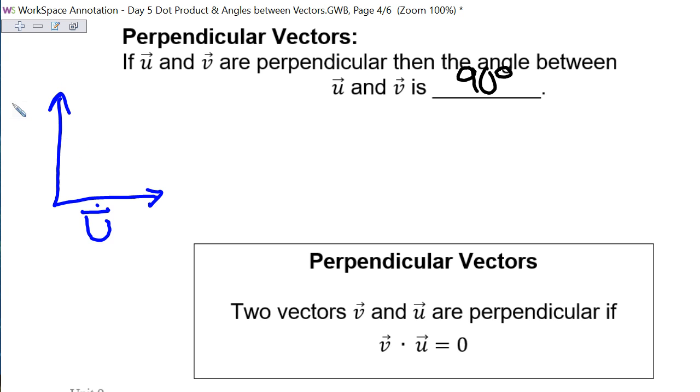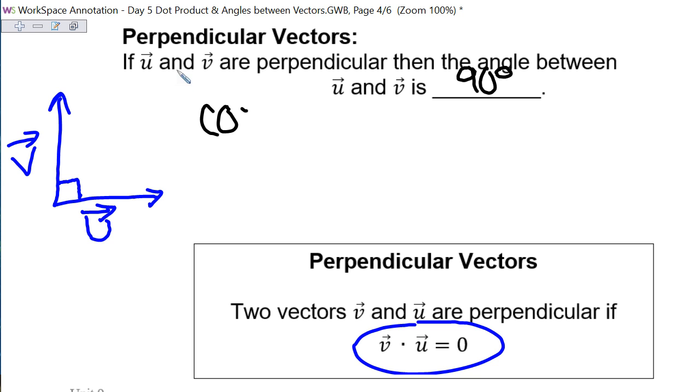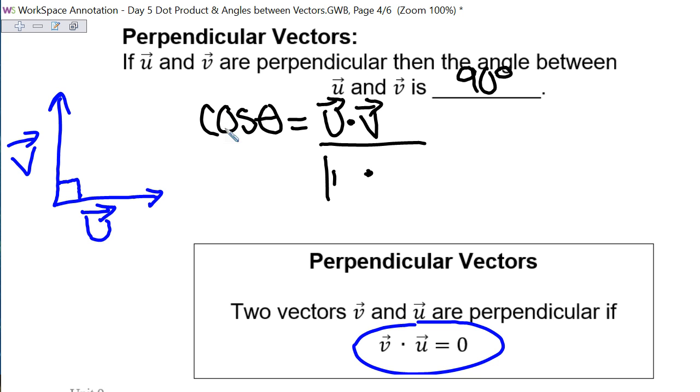Down here is vector u, over here is vector v, and if they are perpendicular, then the angle between the two vectors has to be 90 degrees. Now, before we find this formula right here, we're going to discover where it came from. If we're talking about the angle between the vectors, we have a formula we just found for that. That formula was cosine of theta is equal to the dot product divided by the product of the magnitudes.